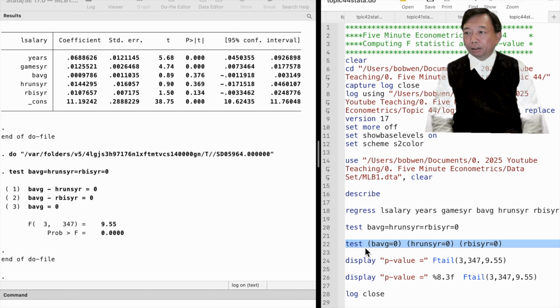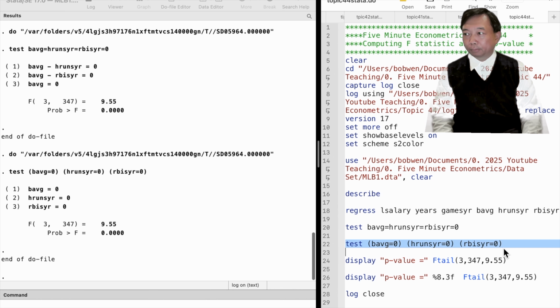We can write the multiple exclusion restrictions either way. The second way is more straightforward. We write each linear restriction inside parentheses. Here we have 3 restrictions, so we write them inside 3 pairs of parentheses. Stata will display the F-statistic and its p-value.